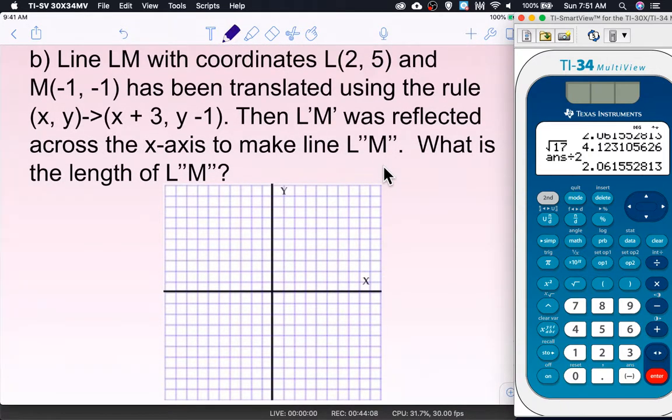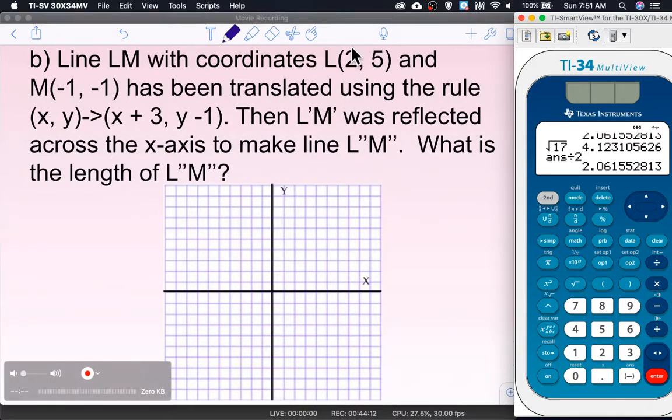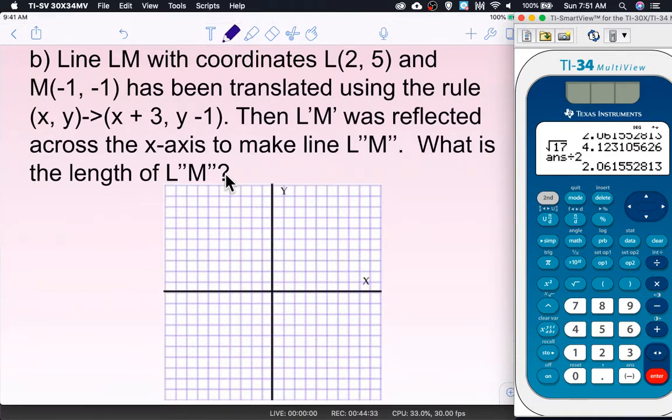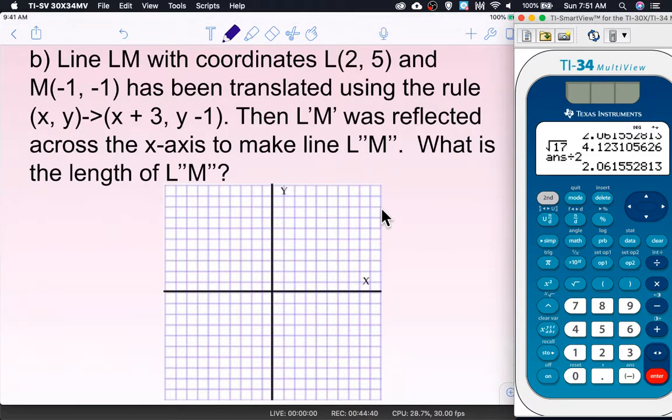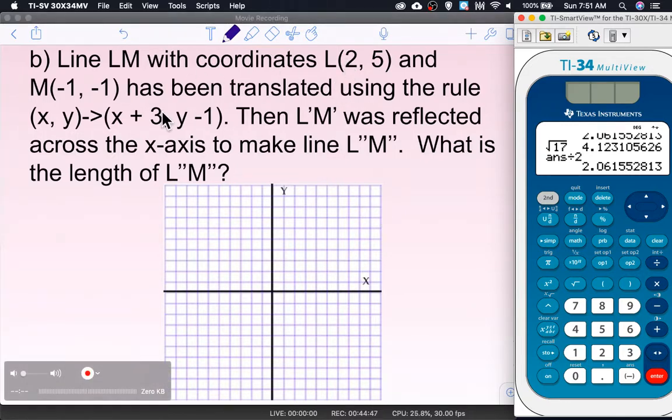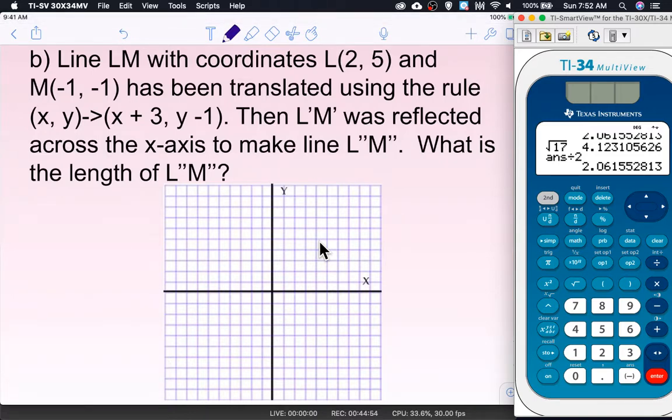Letter B. Line LM with coordinates of 2, 5, has been translated using this rule. Okay, so it's translated, it's moved. Then the line is reflected across the x-axis to make this. What is the length of L double prime M double prime? Now, as I'm reading that, there's alarms going off in my brain saying, work smart, not hard. I could draw these 2 points, translate it, reflect it, and then I'm assuming do the Pythagorean theorem. I'm assuming that's the thing that's going to find the length of the line.